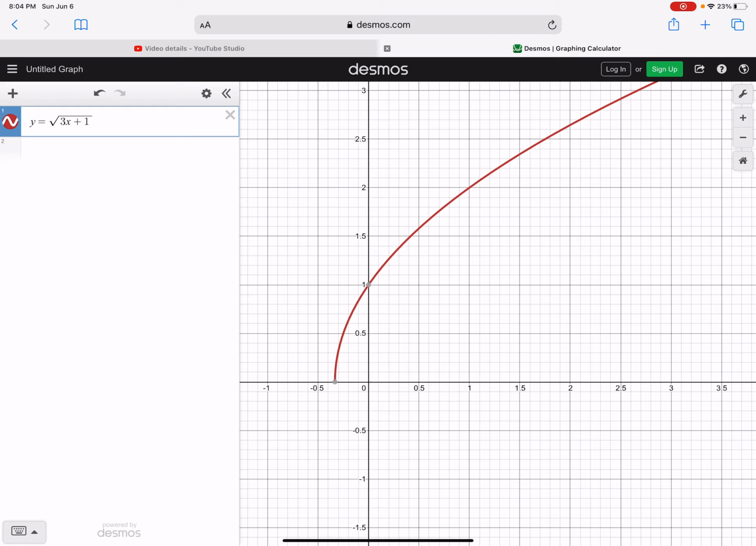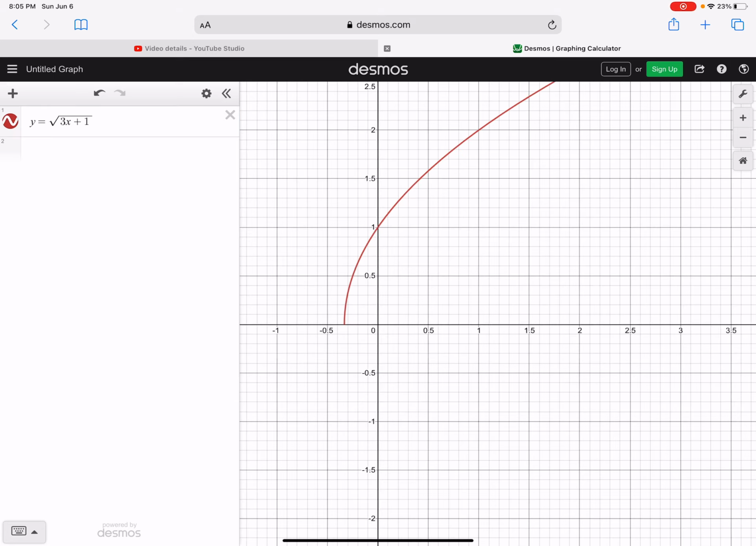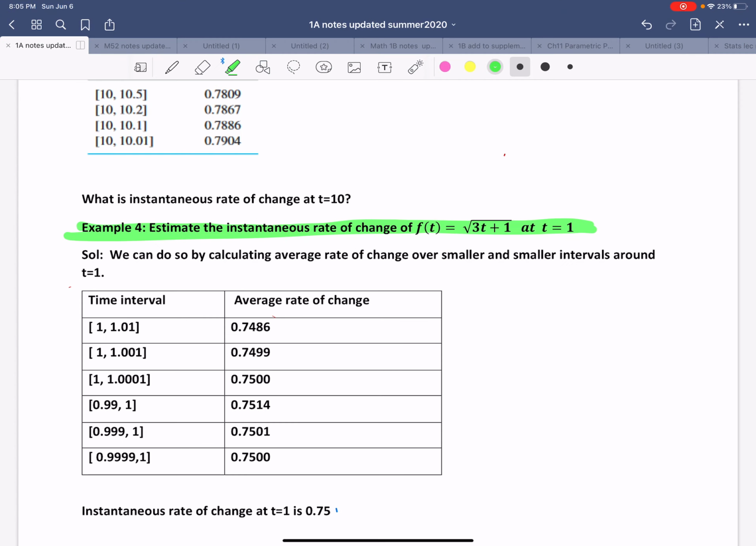Graphically, if you want to estimate, you can find 2 good points and then use those points to estimate. And it's better if the points are really close to the one you're looking at. But numerically, there is a better way of doing it. Because I want to estimate at t equals 1, I can pick several intervals closer and closer to 1.